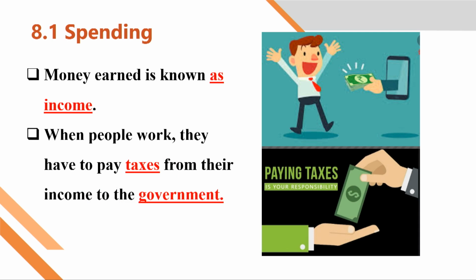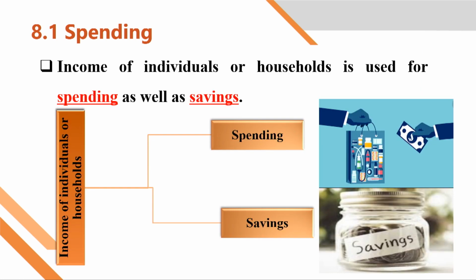Money earned is known as income. When people work, they have to pay taxes from their income to the government. Income of individuals or households is used for spending as well as savings.